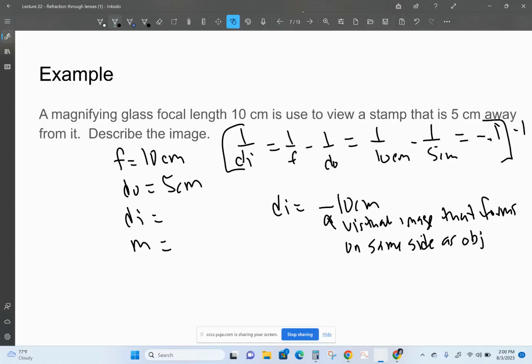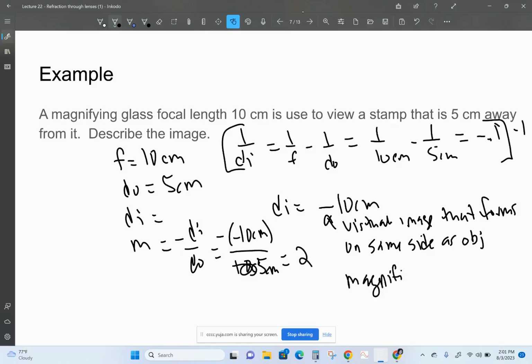And m is going to be negative di all over do, which is going to be negative negative 10 divided by 5, which is going to give us 2. So it's going to be magnified 2 times and upright.